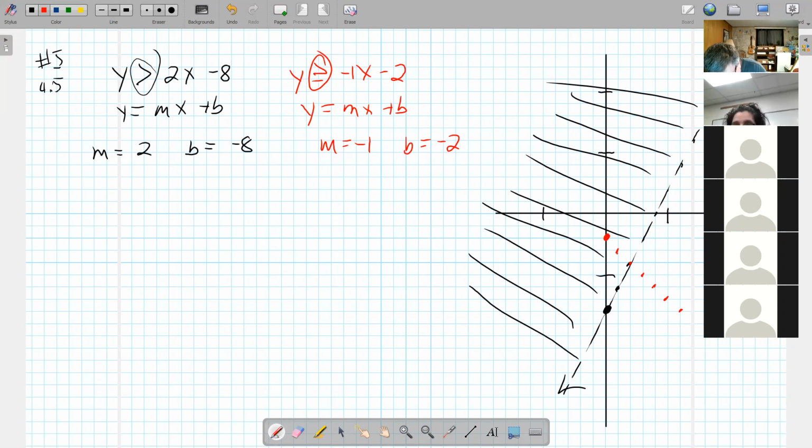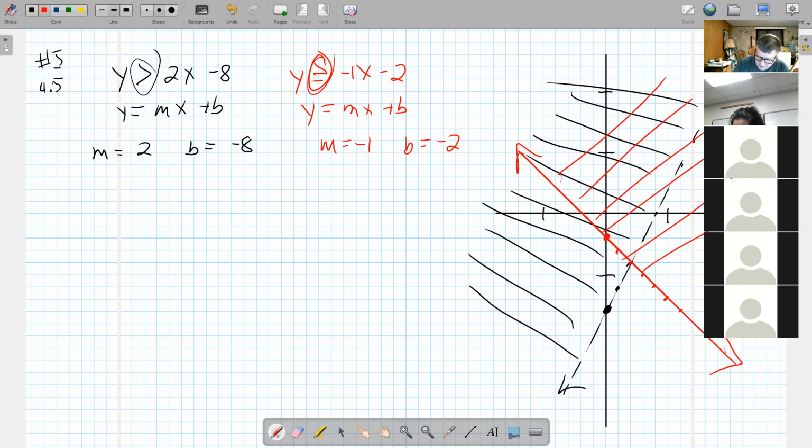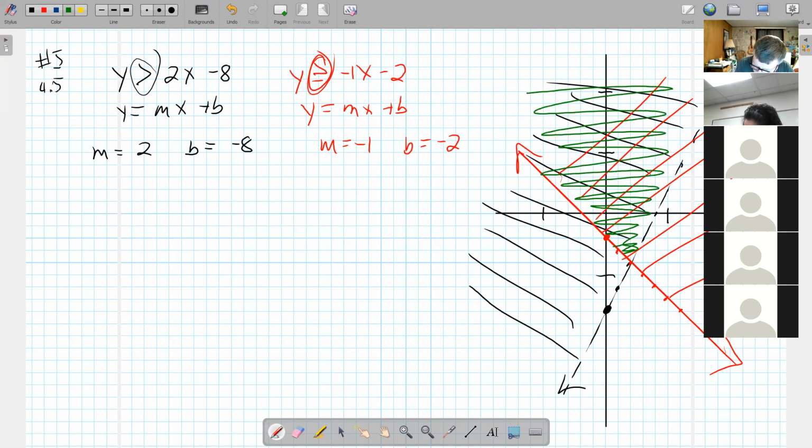Okay, we're going to have a solid line, and that's going to look like that. Y is greater than or equal to, so we're looking at that piece right there. Now, the solution I'm going to do in green, and that would be this piece. Okay.